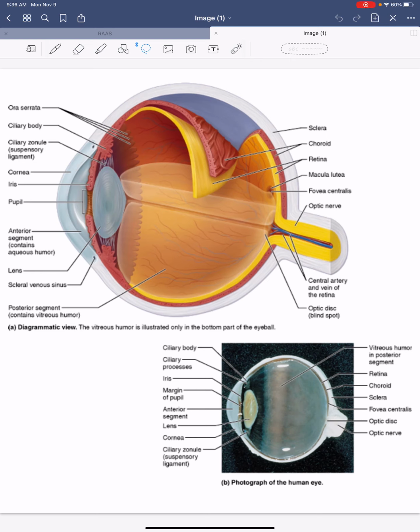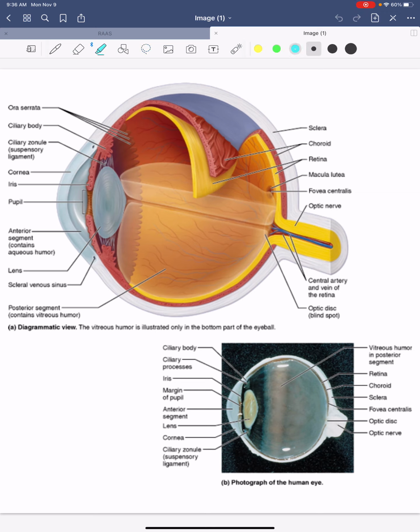So I want to talk about how the eye translates information about the world into a language that the brain can understand. So let's trace the path that a single photon of light takes as it travels through the eye. Photons are particles of light that carry information.